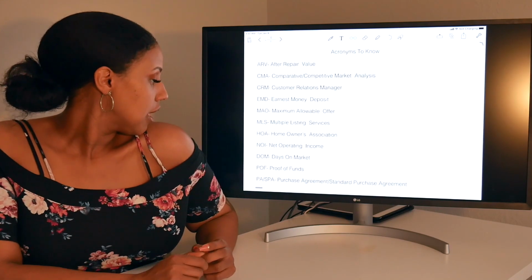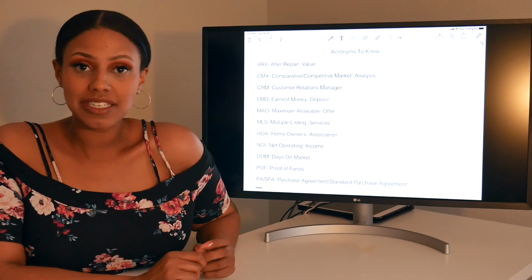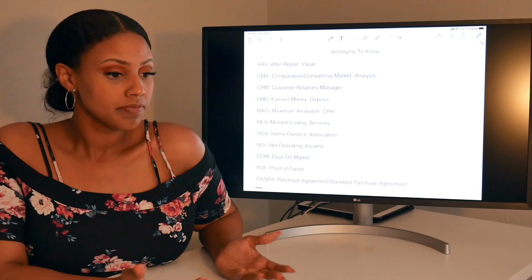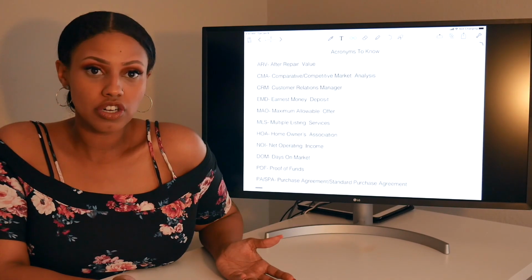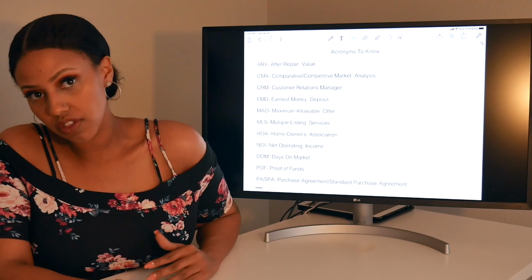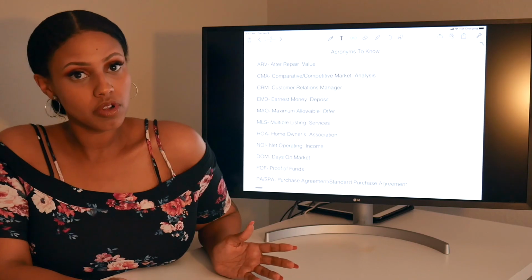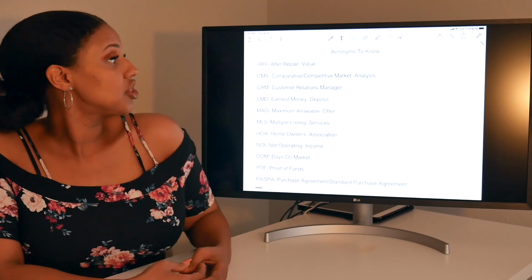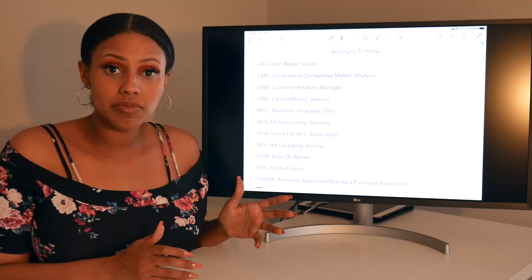And then the last is a PA or an SPA, which is just a purchase agreement, a standard purchase agreement. Really simple. That's the contract you use to secure the deal. And if you're doing a double close, it's the contract you use to sell the deal as well. If you're not doing a double close, you'll use an assignment contract. That's pretty much it though. Those are the most important acronyms in my opinion.